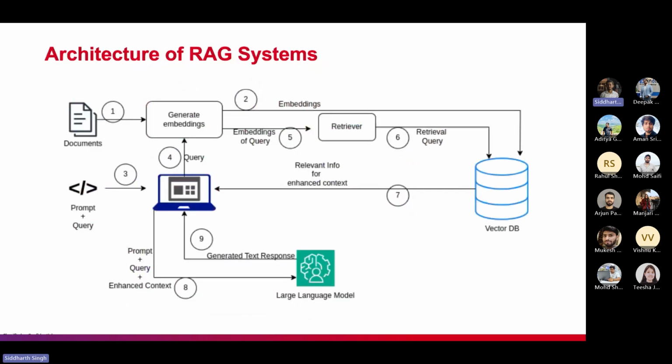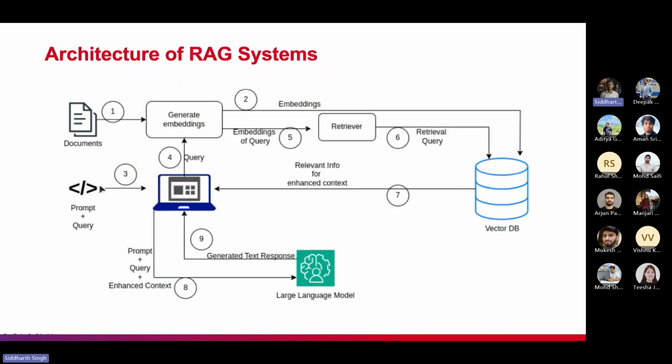Now let's see the architecture of our RAG system. First of all, we ingest our document into our embedding model, which divides our document into several chunks and generates embeddings for them. When the embeddings are generated, we store them in a vector database. The embeddings are stored as numerical representations, and it can be any vector database.